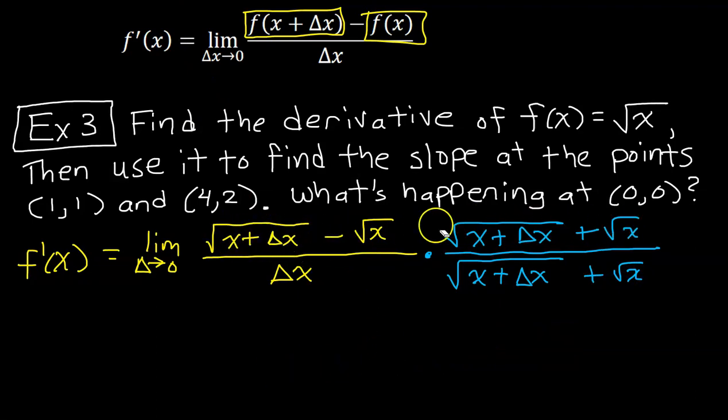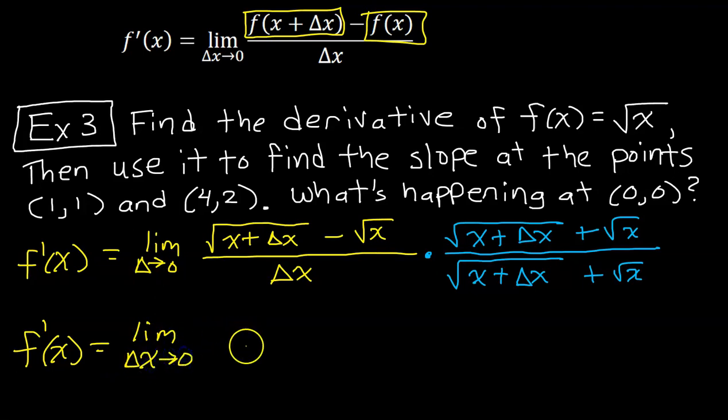So I am foiling this out. A binomial times a binomial. I'm about to FOIL right now, but it's a little bit of a shortcut. So I'm going to do f prime of x is equal to the limit as, well, I forgot the x, didn't I? As delta x approaches 0. And so here I'm going to start foiling things. The beauty of the conjugate is the inner part always cancels itself out.